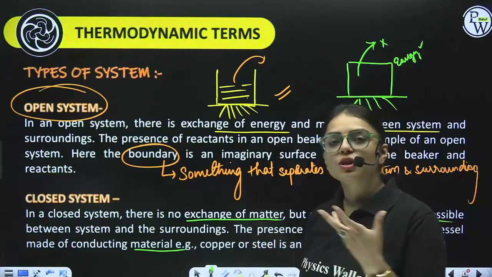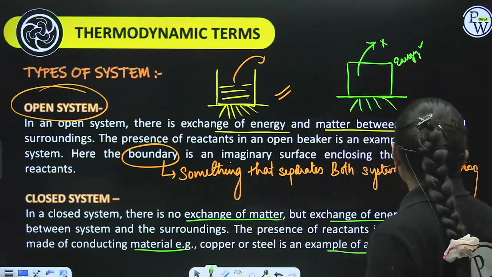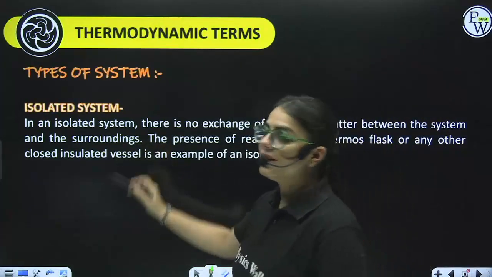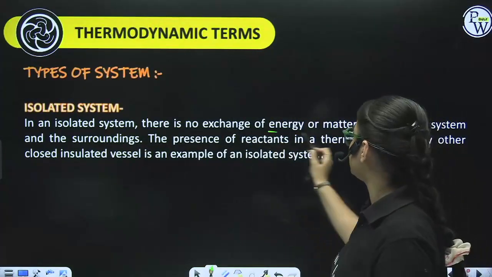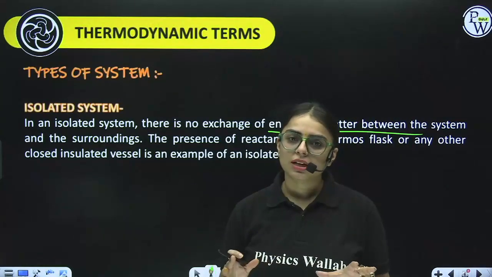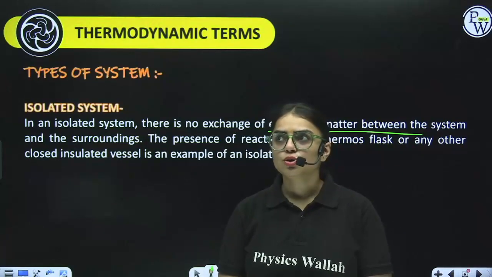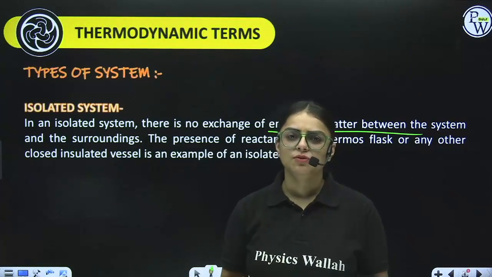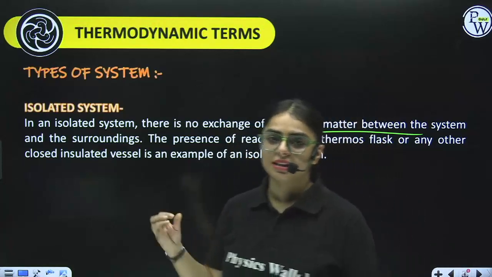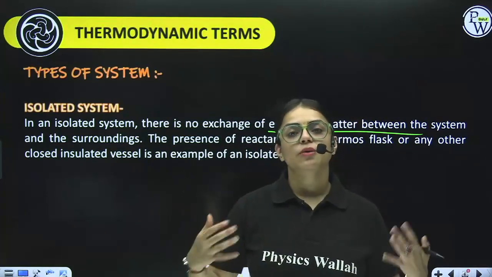In an isolated system, what is going to happen? There will be no exchange, neither of matter nor of energy. So what is an isolated system? In an isolated system, there is no exchange of energy or matter between the system and the surrounding. I'm just giving a general example from daily life that we can correlate with an isolated system. Do you know about the thermoflask? Everybody keeps that in winters. In that we keep hot water with ourselves so that we can drink whenever we need to.